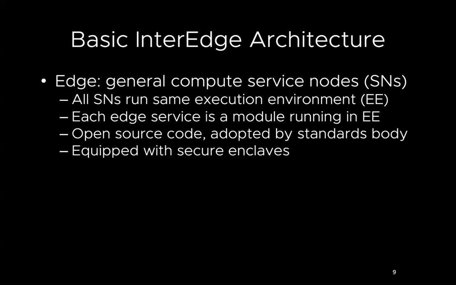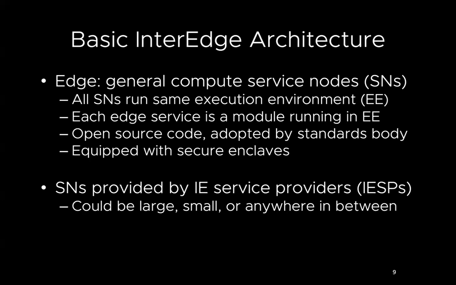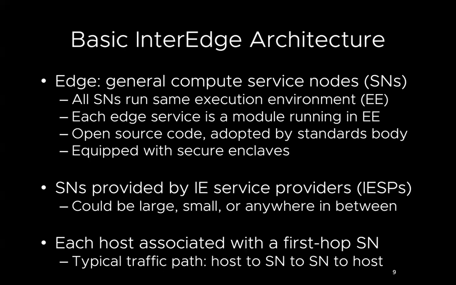In addition, we require that each service node be equipped with secure enclaves. These service nodes are provided by InterEdge service providers, or IESPs. These providers could be large, like the giant ESPs of today, or small, like community networks, or anywhere in between. And each host must be associated with one or more first-hop service nodes, just like each host needs a first-hop router. Thus, a typical traffic pattern might be to go from a host to its first-hop service node, to its destination's first-hop service node, and then to the destination.